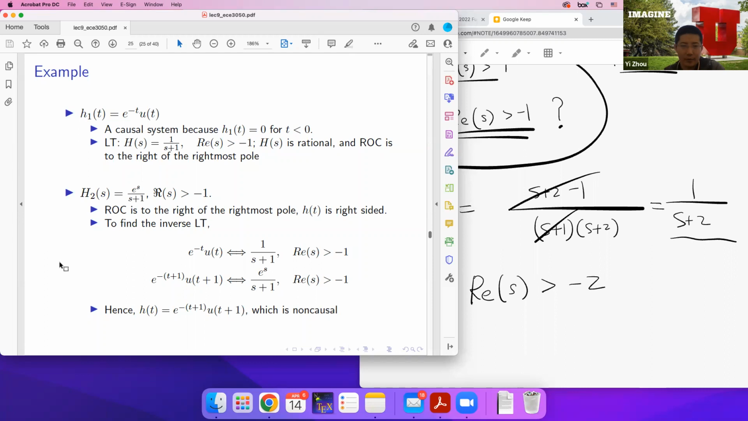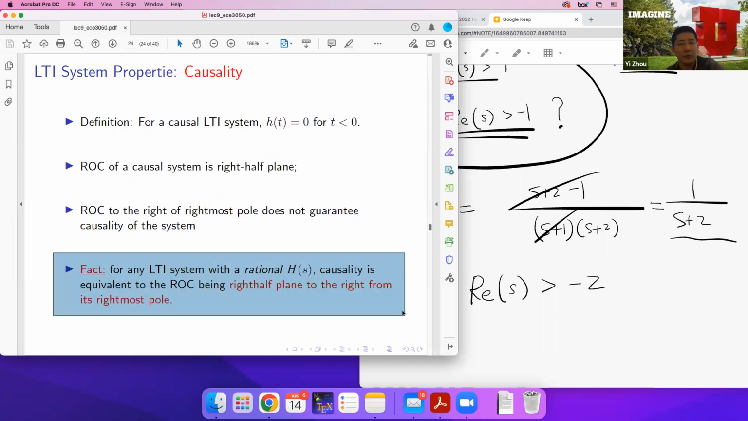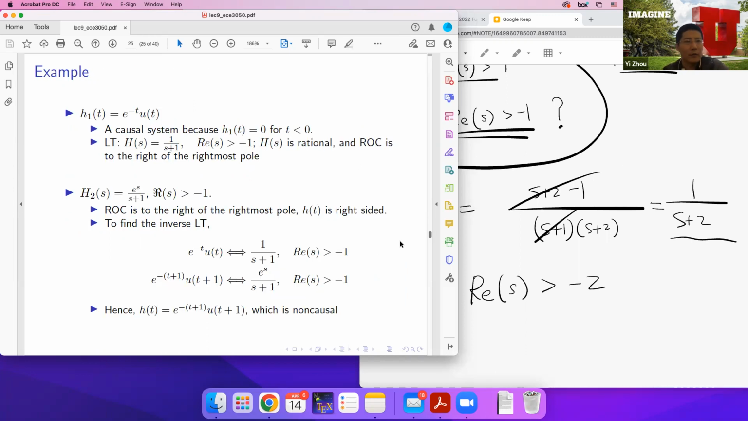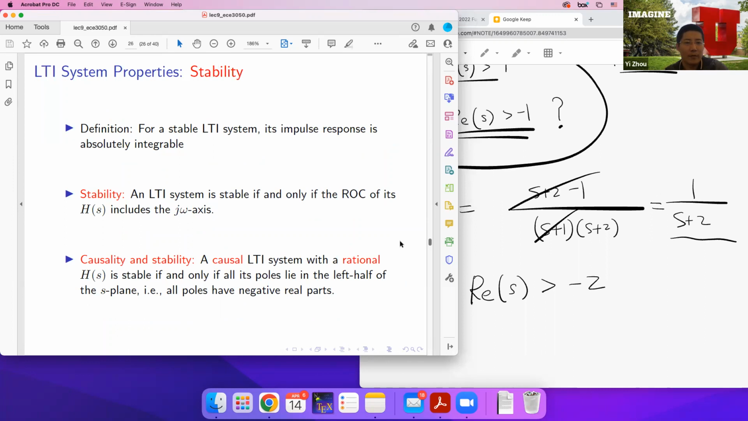Okay, this is causality, right? So this is a fact that you can utilize to determine the causality of an LTI system. Now we can also talk about the stability of the LTI system. And when we introduced the LTI systems, we know that stability means that the impulse response is absolutely integrable, right? This is a sufficient condition. And based on this definition, we can have the following observation. An LTI system is stable if and only if. So this is a necessary and sufficient condition.